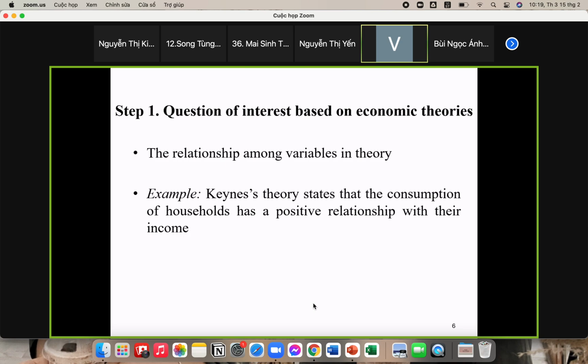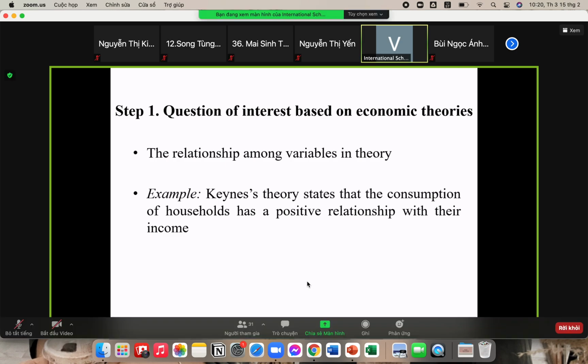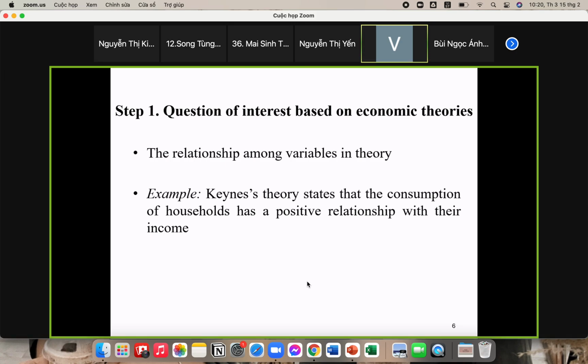So what do you have to do? You need to collect the data on consumption and income of households in Vietnam, for example, in the year 2020. Then you examine the relationship of these two variables, and we can see if the statement of Keynes is still right or not. So here, as a first step, we can already define our topic. Our topic is to analyze the relationship between consumption and income of households. In other words, we want to test this hypothesis: the consumption of households has a positive relationship with income.